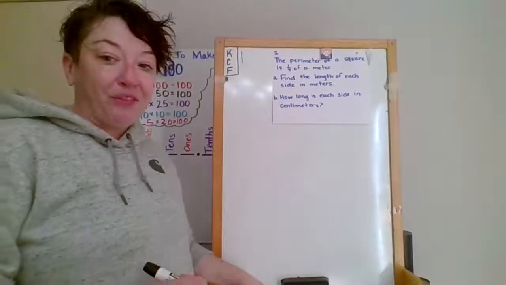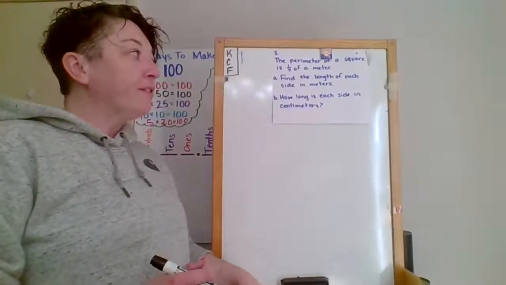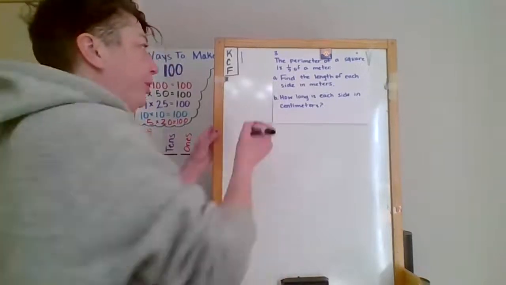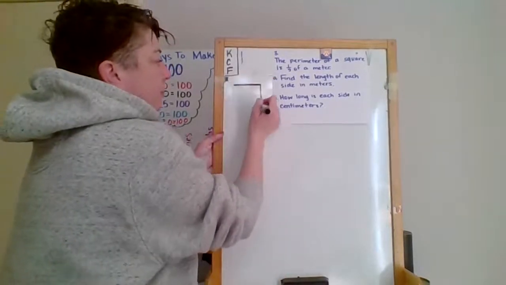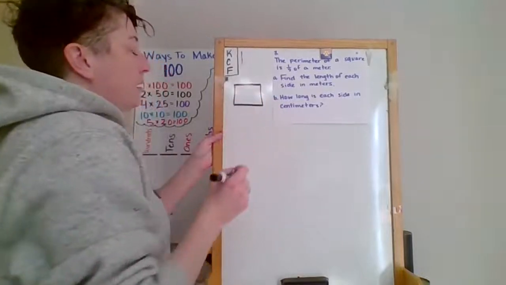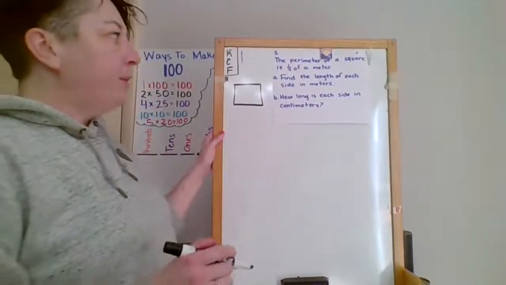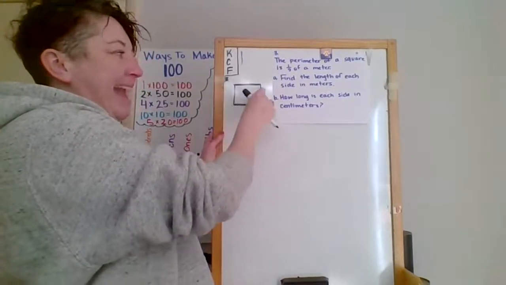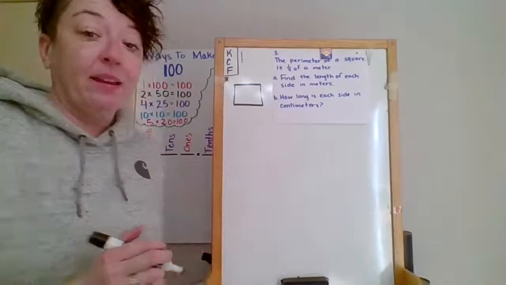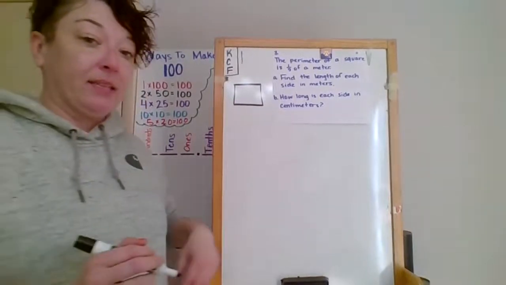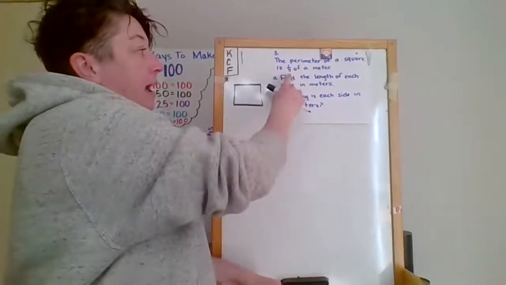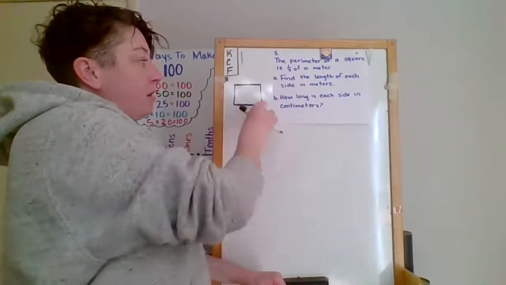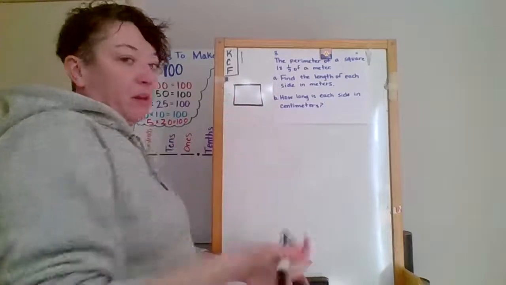Okay, number 3. The perimeter of a square is 1/5 of a meter. Okay, so perimeter. Draw a little square here. Perimeter, I remember, is the value if I add together the length of each side. So if I were to add all the sides together, I would get 1/5 of a meter. So if I know these are all the same, they should all be the same number.